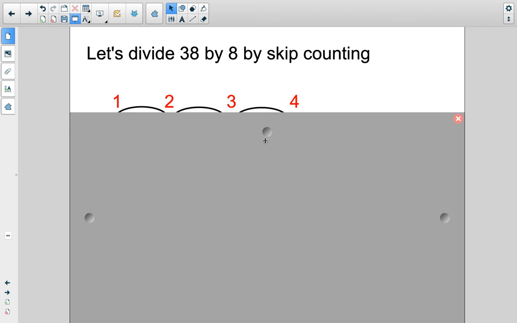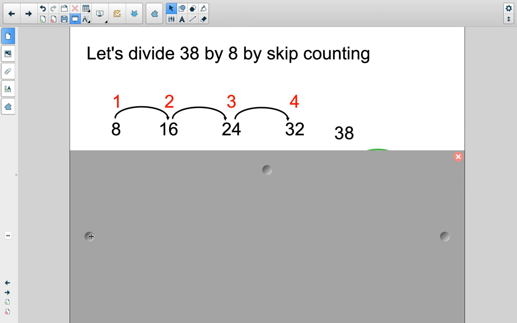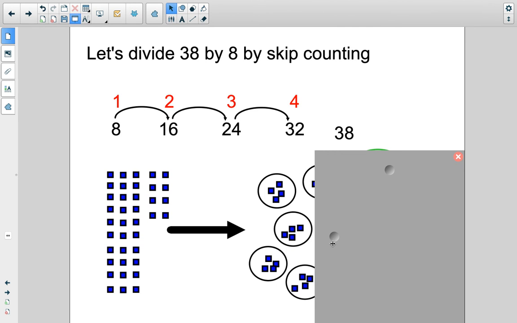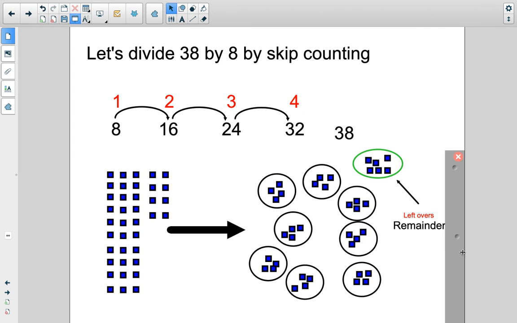So let's take a look. Here's my skip counting line. So I'm going to take my 38 little dots. There we are. And I'm going to divide them up just as if I was giving them out. So just like candies, I'm going to give them all out to 8 different people. So if I divide them into 8 different groups, if I go 1, 2, 3, 4, 5, 6, 7, 8, and then take the next 8 dots, and so forth, I'm going to end up with 8 groups of 4, and there's going to be some left over.